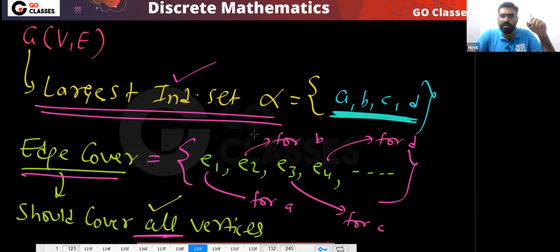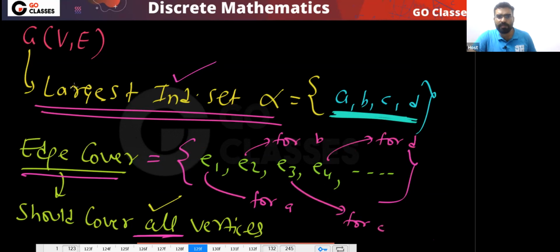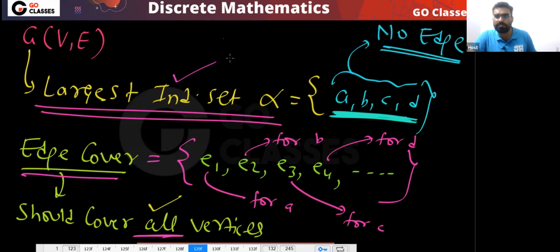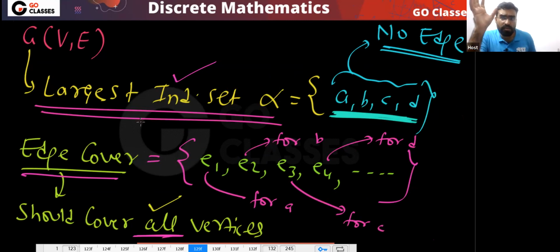Is this clear? Isn't it simple? This statement, this proof, isn't it simple? So if you have a largest independent set, for example, let's assume this is your largest independent set. If this is the largest independent set, what does it mean? It means there is no edge here, no edge here, no edge here. You don't have any edge between them. Because there is no edge, there is no edge which can cover more than one of them.